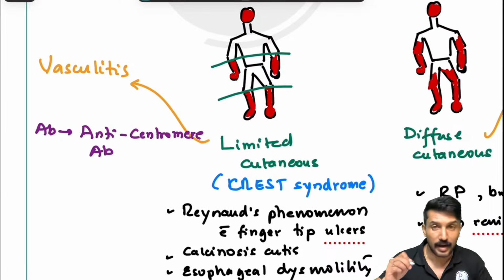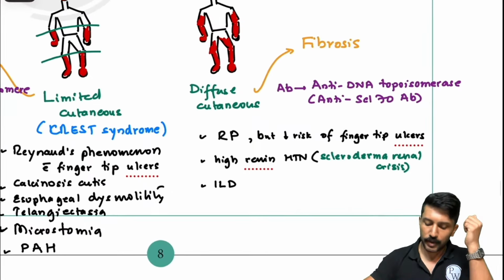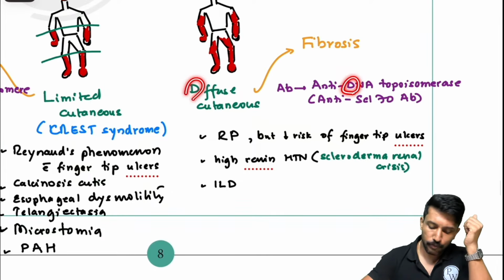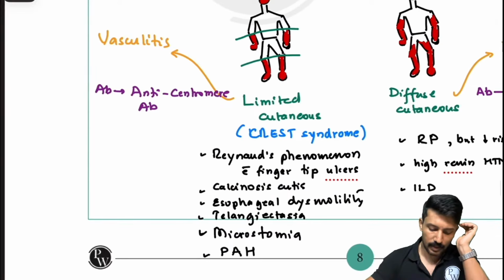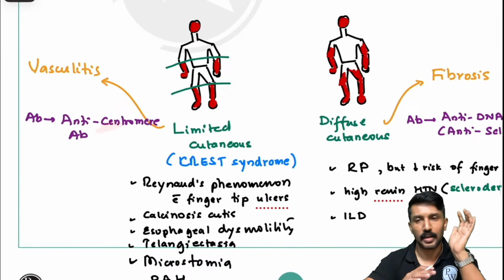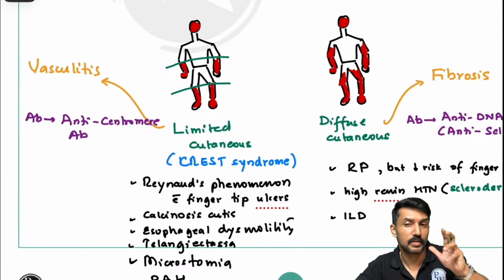Anti-centromere antibody. Okay. So the way to remember this is you can remember it as D4D, DNA topoisomerase for diffuse cutaneous, right? And then anti-centromere for limited cutaneous. So any patient, indirectly they will twist and ask the question.